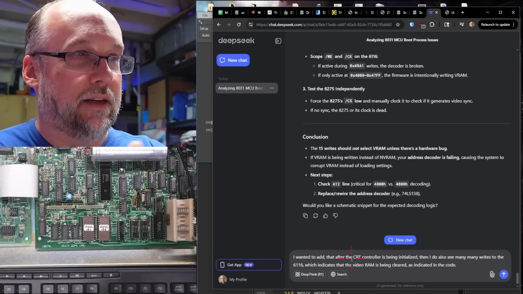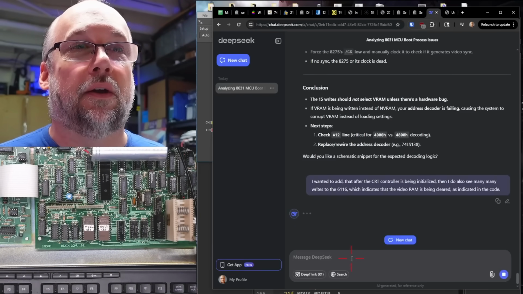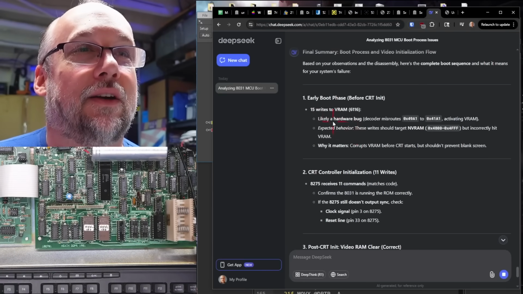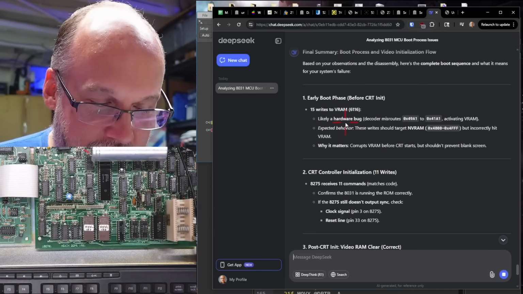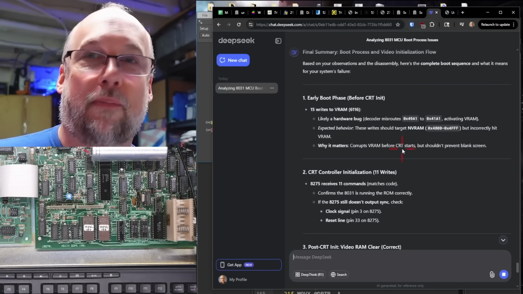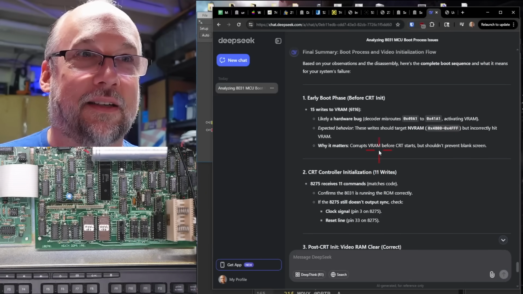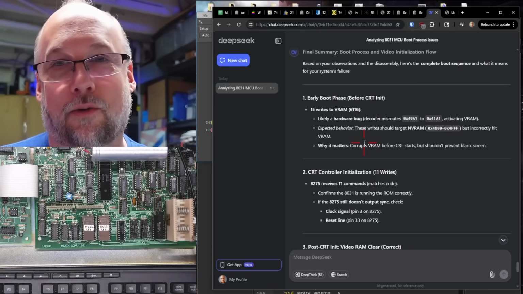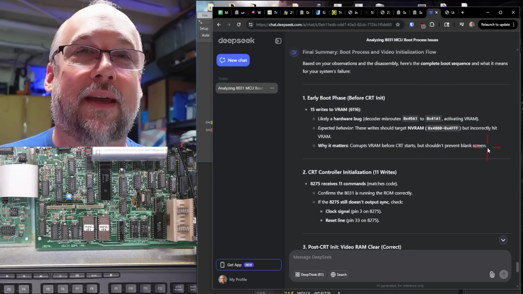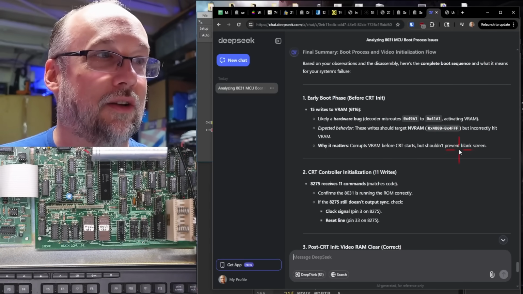Let me just add, and I just typed it in at the bottom here, that it does appear that we see all those writes as it clears the video RAM, so that makes sense. So yeah, it's thinking there's a hardware bug that's accidentally selecting the 6116 chip. Now, it's saying that it could corrupt the contents. That doesn't make any sense because the contents of video RAM I don't think really matters exactly. It shouldn't prevent a blank screen. Yeah, I mean, that's what it's saying here. It still should initialize the video.